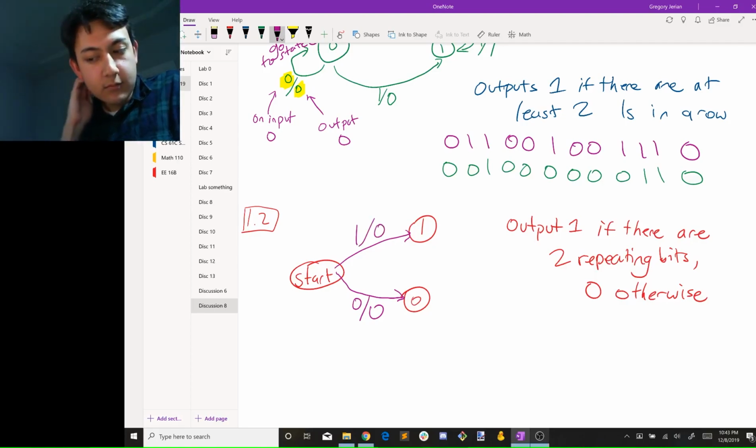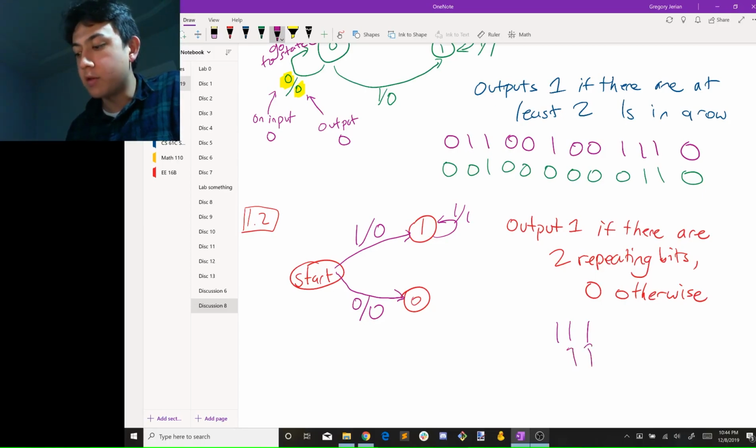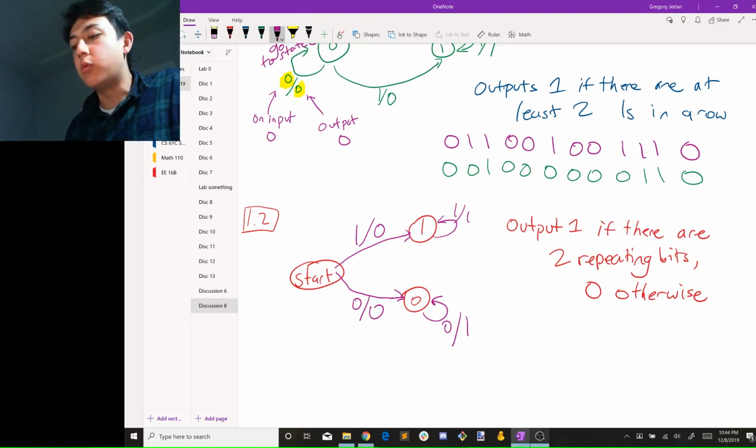Okay, cool. Now let's say we're at state 1, right? Because we've seen a 1. Well then, if we see another 1, then we should output 1, right? That's what we want. And we should go back to 1. And the reason we should go back to 1 is in the case where we have 3 1s in a row, for example, you would want to output a 1 here, but we would want to output another 1 here because there are, in fact, two repeating bits both here and here. So we want to always go back to the 1 so that we can make sure that this behavior actually happens, right? And the same thing should happen here at the 0. So we should just go back to 0 on input 0 with output 1.